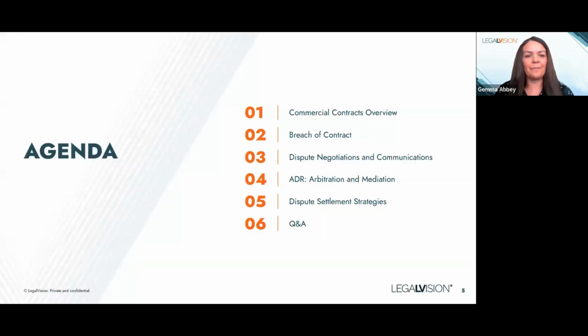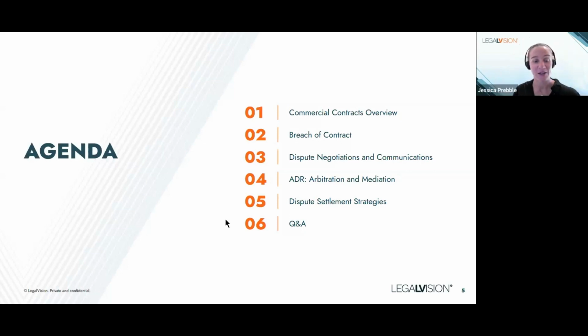Okay, so our agenda for today is we are going to be talking about commercial contracts overview. Then we're going to be looking at breach of contract, dispute, negotiations and communication. Then we're going to have a look at ADR, being arbitration and mediation. Then dispute settlement strategies, and we'll have time for a Q&A hopefully towards the end. And now Jessica is going to start with a commercial contracts overview.